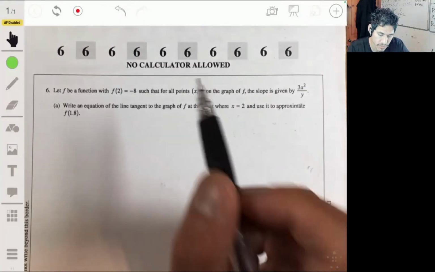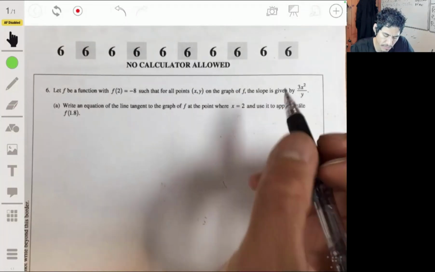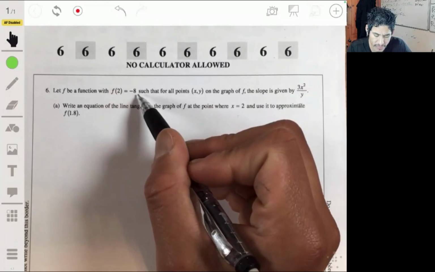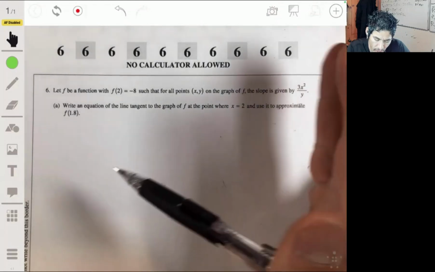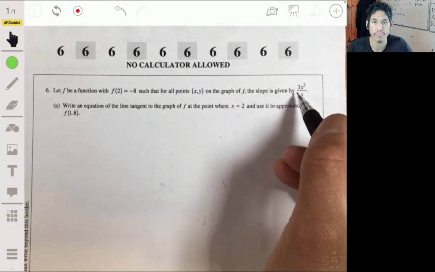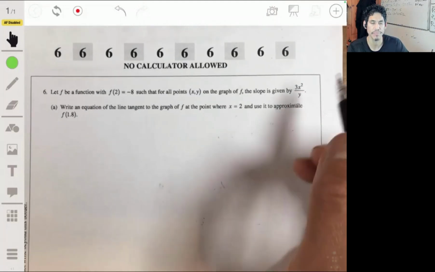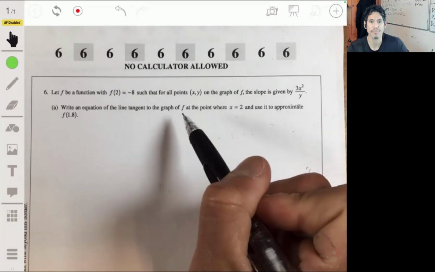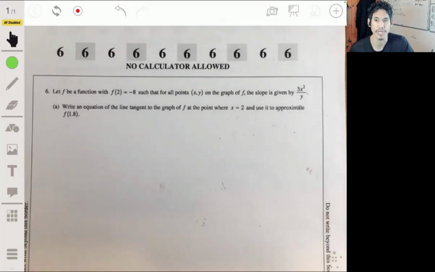All right, so problem 6, the last free response question from the 2013 AP Calculus Practice Exam. We have a function where we're told f of 2 equals -8, and all the points (x, y) on the graph of f have this slope, the slope given by this expression, 3x squared over y. We have to write the equation of the line tangent to the graph of f at the point where x equals 2 and use it to approximate f of 1.8.